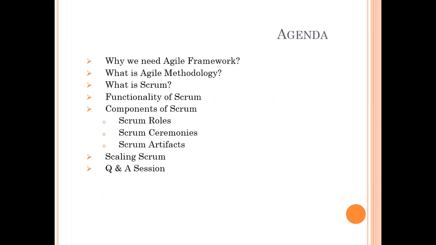So let's get started, first with the agenda. In the first place, why we need the Agile framework. Then we'll see what is Agile methodology, different formats, and we'll go through Scrum, which is the most widely used implementation of Agile. Then we'll deep dive into Scrum through its functionalities and various components, such as Scrum roles, the different types of meetings performed throughout the Scrum, that is ceremonies, and Scrum artifacts. What kind of inputs are provided and what output is produced out of the Scrum.